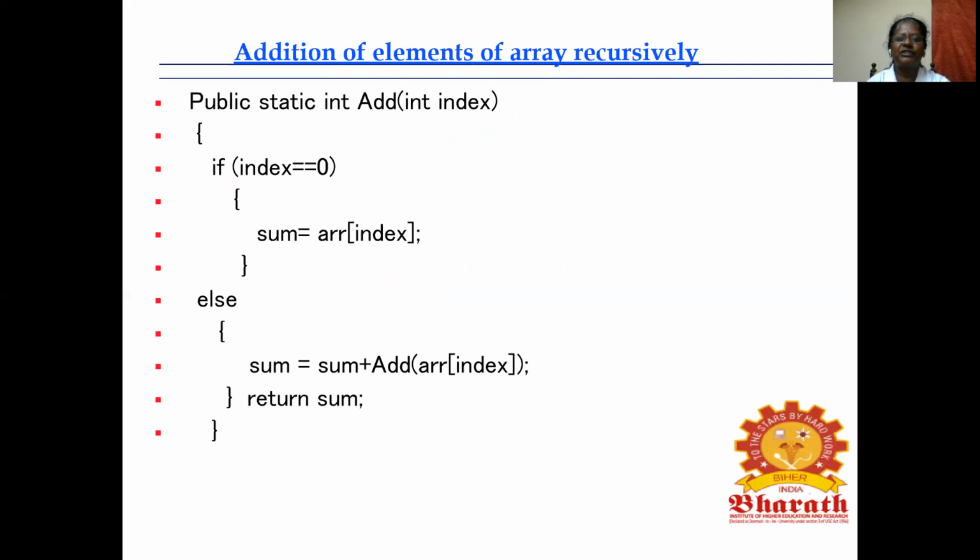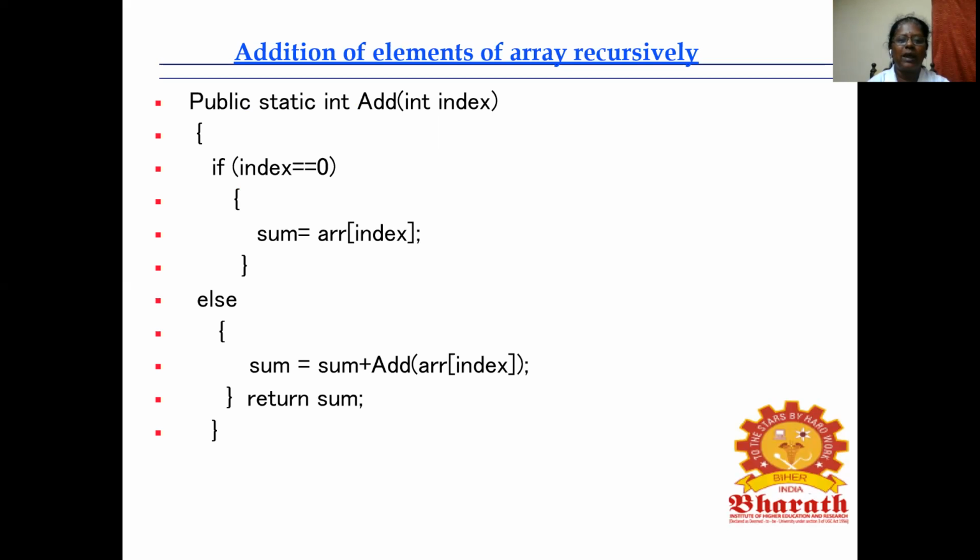Okay. Next, addition of elements of array recursively. Already we have discussed that recursively means that, according to a condition, it will be called again, and it will store the values. So using that function, we write public static int add(int index). We are declaring it as public. If index equal to 0, it will come out of the loop, sum equal to array of index. If index is equal to 0, it will return 0 and come out of the loop.